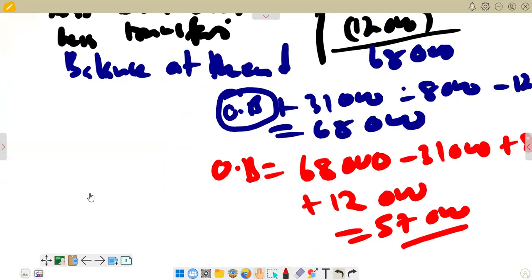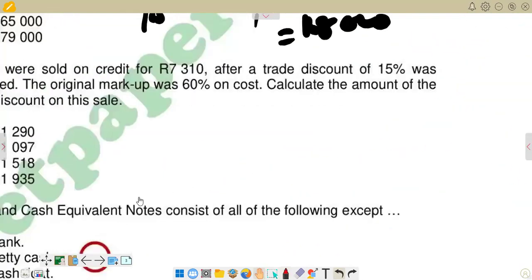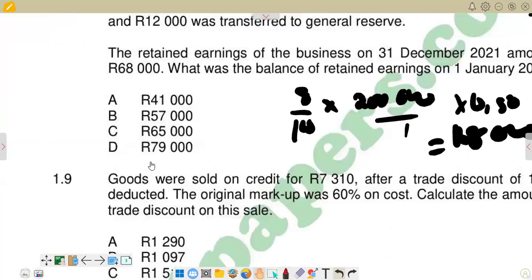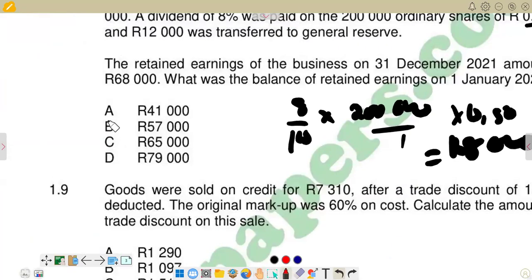So we can check on the answers that if we have got that figure. So if you come here, you will see that we have it on V. So V is our appropriate answer there. So we got V here. Then you go to 1.9.